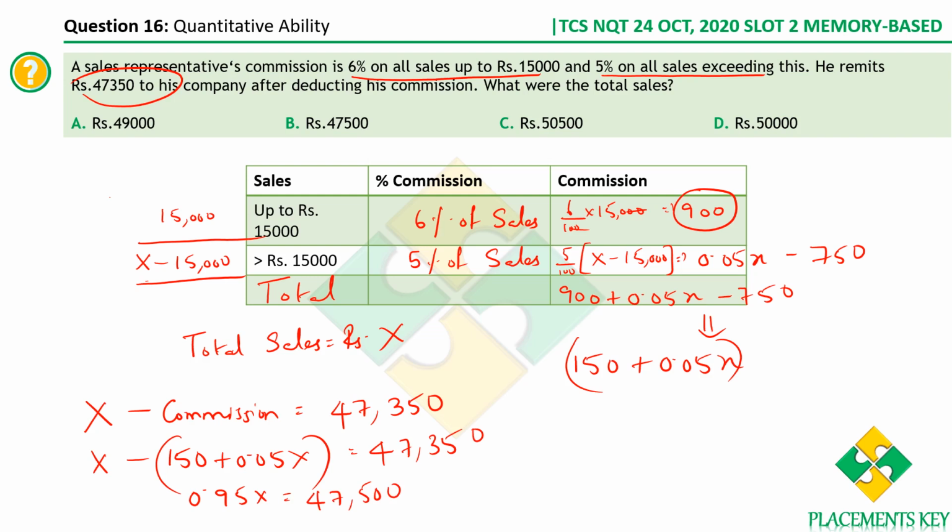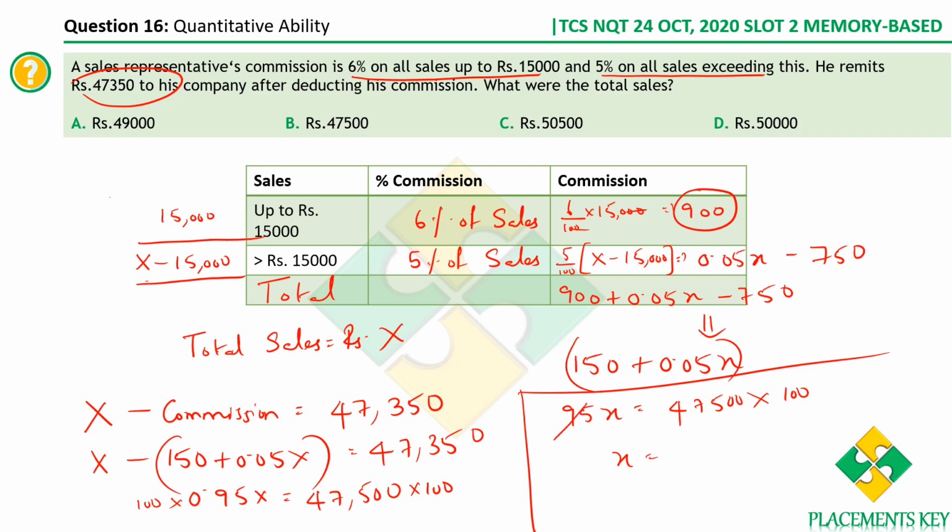Let's multiply each side by 100 to eliminate the decimal. So we get 95X is equal to 47,500 into 100. What is X? 95 ones are 95, 19 5s are 95, so 47,500 divided by 95 is 500, and with the 100 remaining, 500 into 100 gives 50,000.